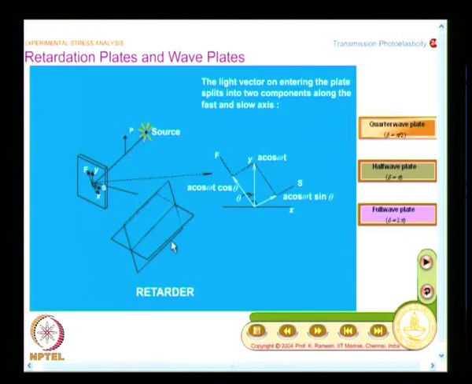And what you have here, if you watch it very carefully, is that whatever the thickness is, it is expanded as two planes. I have one plane coinciding with the fast axis, another plane coinciding with the slow axis, and let us see what happens.